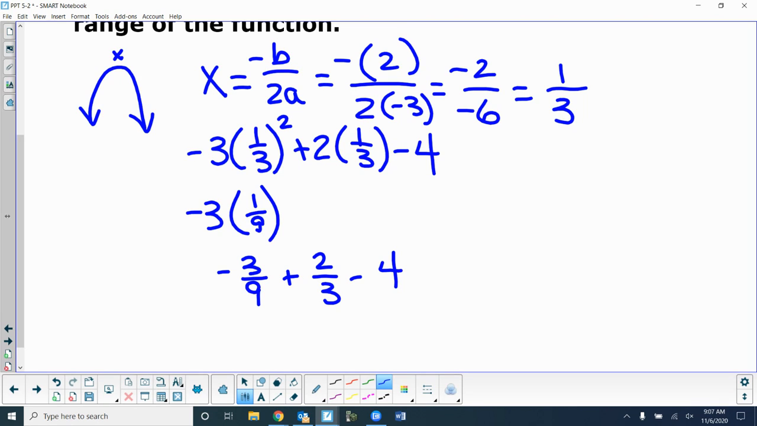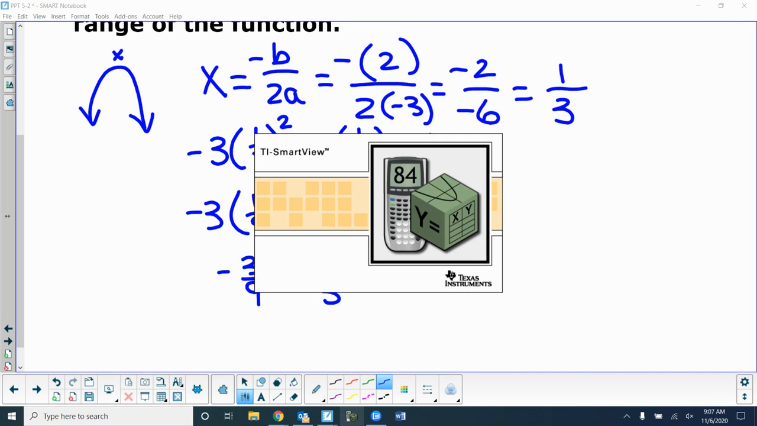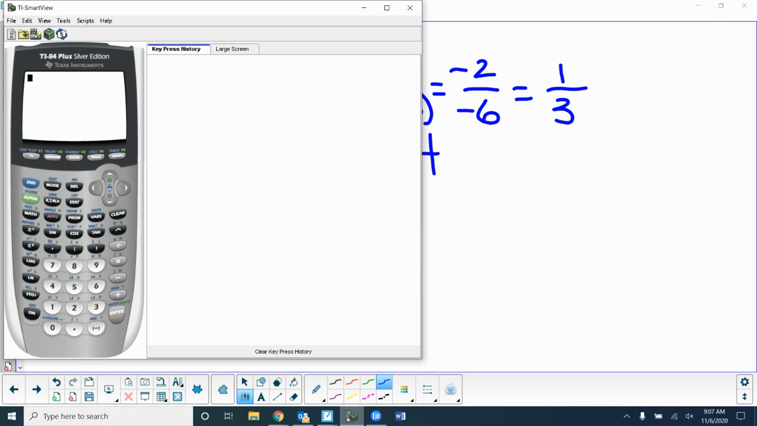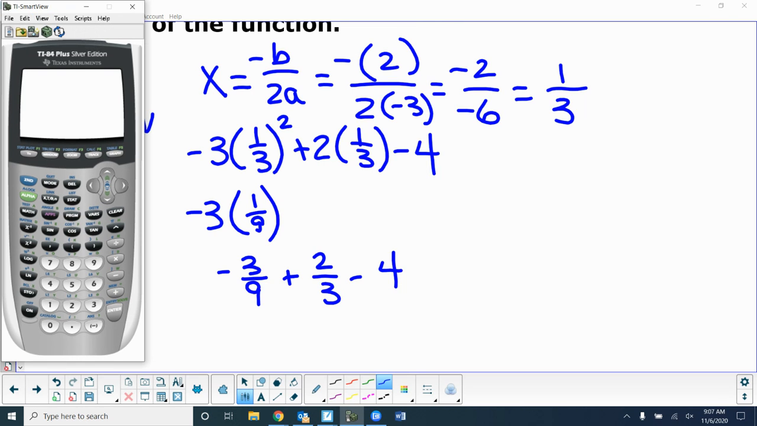Okay? But with this calculator, you could just put all that in at the beginning. You don't have to do it like I do. You could just go negative 3 parentheses 1 divided by 3 parentheses squared plus 2 parentheses 1 divided by 3 parentheses minus 4. And this answer is the what? What are we looking for? The maximum value, right? The maximum. So negative 3.6 repeating.